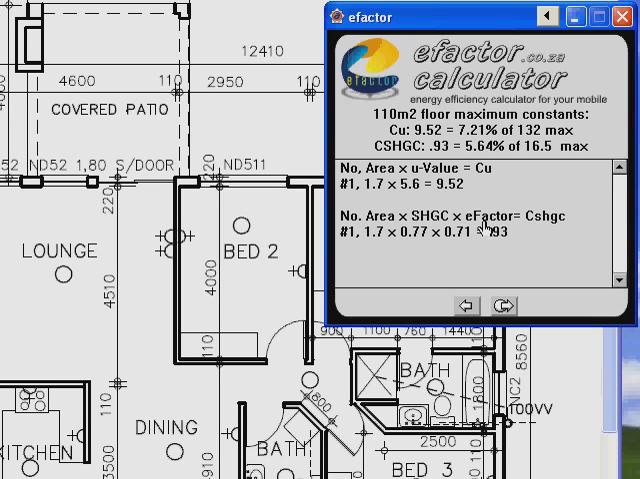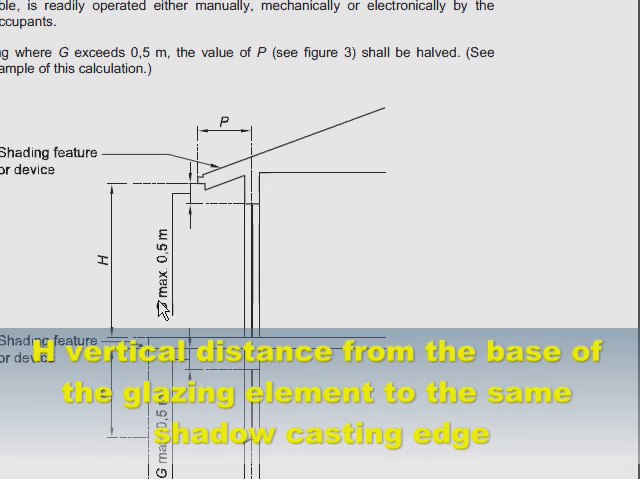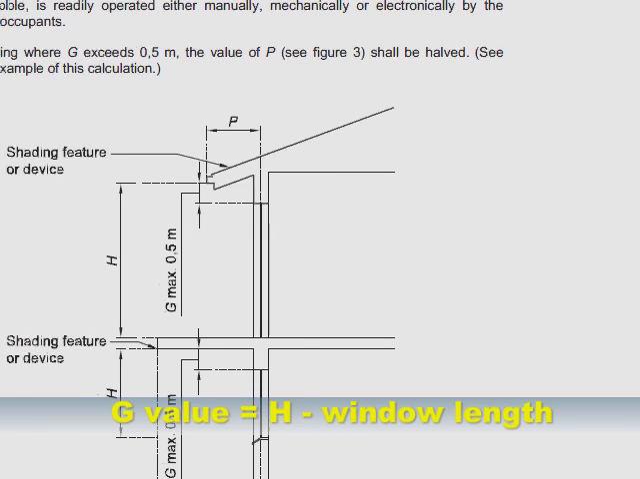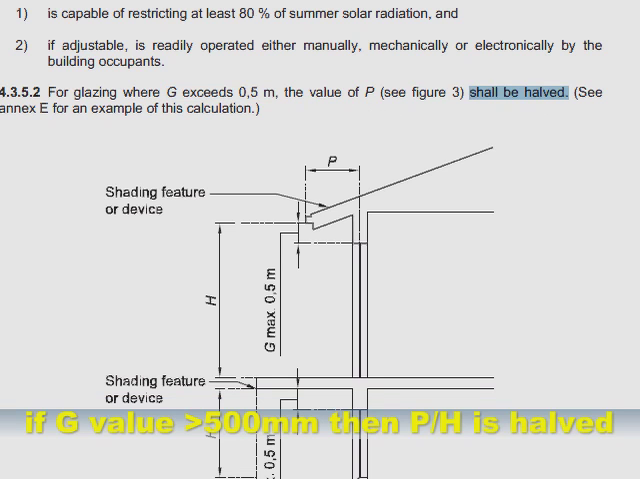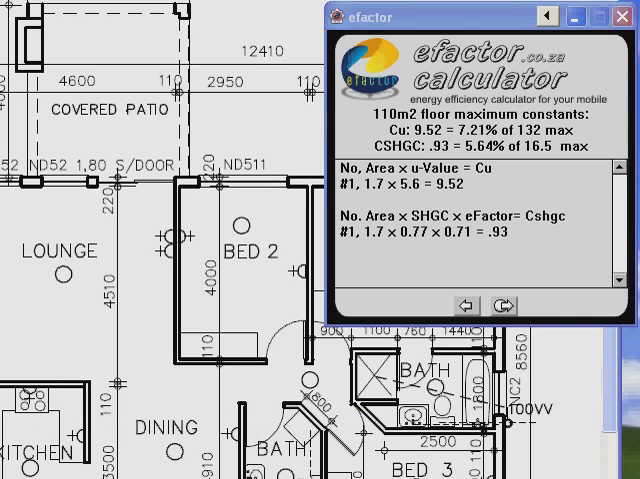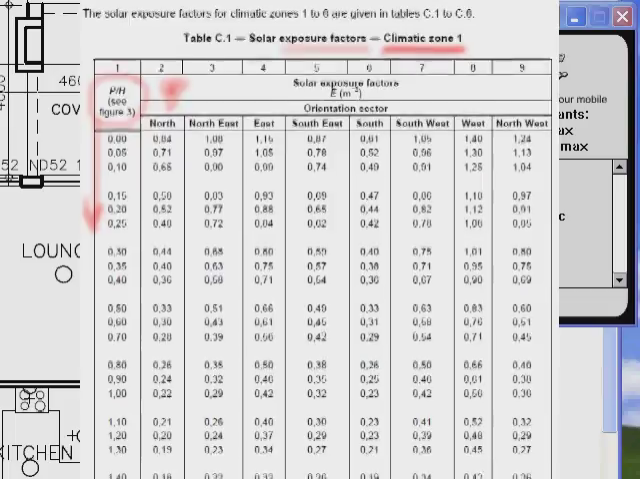And the area times the solar heat gain times the E factor. Remember, the E factor is a lookup table. Let me show you how it gets that lookup table. Remember the P and the H? It takes the height from the base of the window to the top of the window, and it also figures out the height of the shading cover to there, and it works out your G value, your P value, and your H value. It divides, let me just show you, there it is there. If G exceeds 500 millimeters, then you have to halve it. Okay, wonderful. So now we've got that. Then it takes a P/H value to get your E factor, and it times all together, it gives us what we've got.